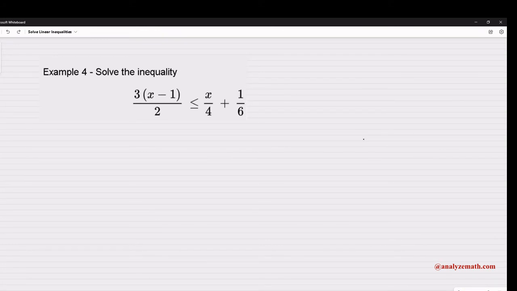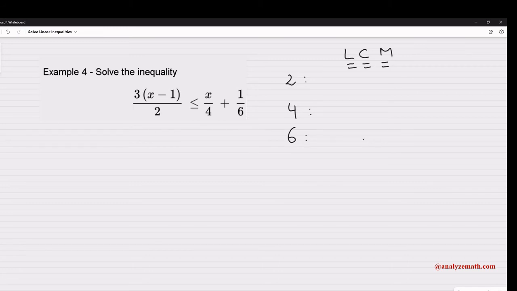Example number 4. In example number 4, we have got an inequality with fractional expressions. We have got some denominators. The denominators are 2, 4, and 6. And we need to eliminate them. So we first go and find what we call the LCM, the lowest common multiple. There are different ways to find the LCM of 2, 4, and 6. Because the numbers are quite small, I'm going to use this method where we list the multiples and then we take the common one, the smallest one.